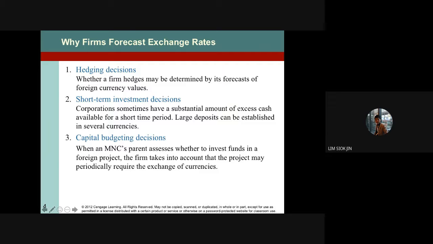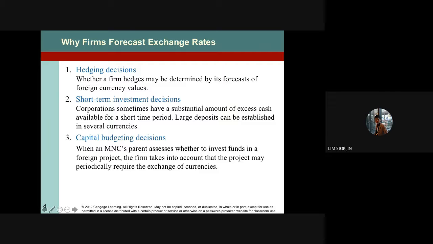However, different companies may have different goals, such as short-term investment decisions. So whether or not to invest in a country or invest in equipment in a country, we look at this short-term investment decision. Short-term meaning less than 1 year. Sometimes companies may have a sudden excess of cash. All right, like AirAsia, one of these days they might sell off a few planes.